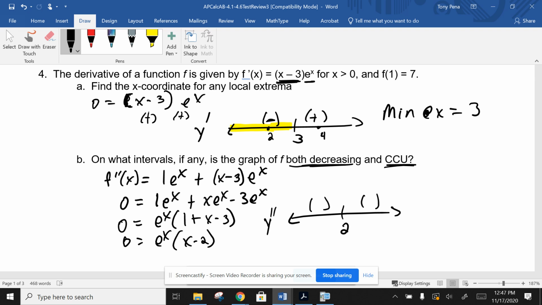If you plug in a 1, 1 minus 2 is negative. If you plug in a 3, 3 minus 2 is a positive. So then we know we are concave up in this interval. And then they made you think, where are we doing both? Where are we decreasing and concave up? So write that down real quick, see what you think.